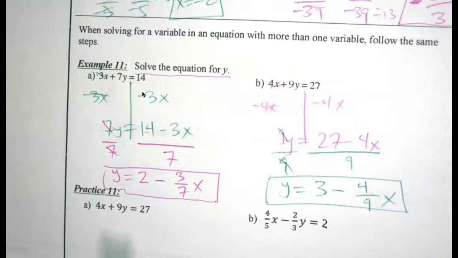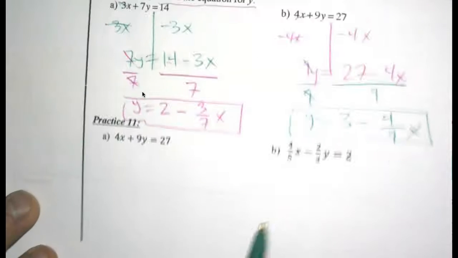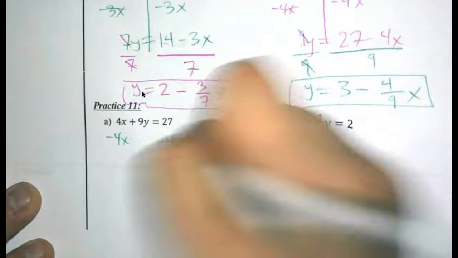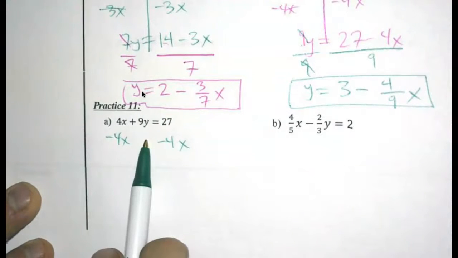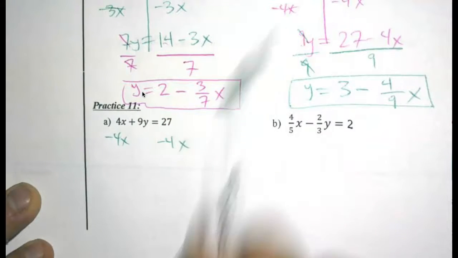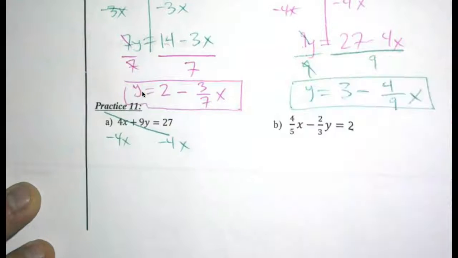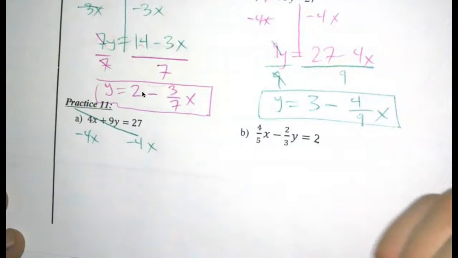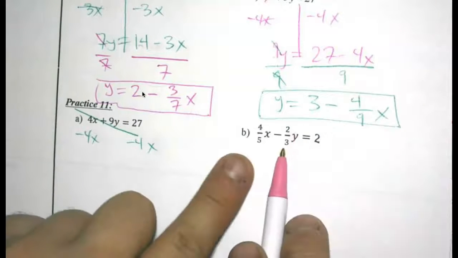Still just getting y by itself on these next couple. So on this one, I'm going to subtract 4x. Oh, wait a second. These are the same problem. Sorry about that. I don't know why that keeps happening. So anyhow, we'll just move along. We'll skip that one.